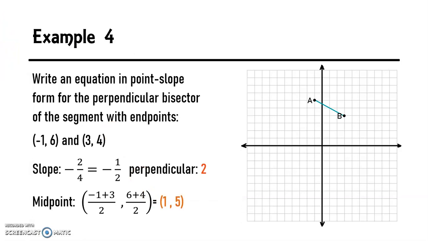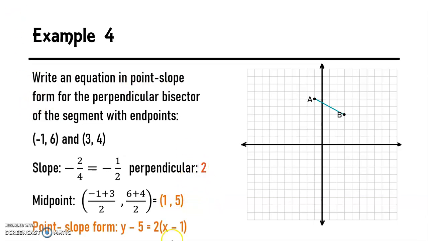Okay, there it is. Now, the last thing I need to do is actually make my point-slope form equation. So I'm going to use point-slope form and just put all of this in. So my final answer is this equation right here: y minus the y value of the midpoint equals the slope times x minus the x value of the midpoint. So this is the final answer.